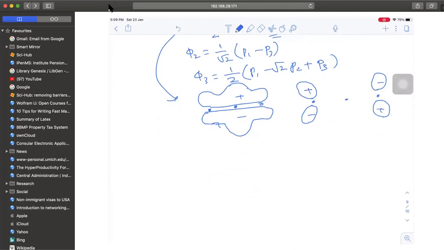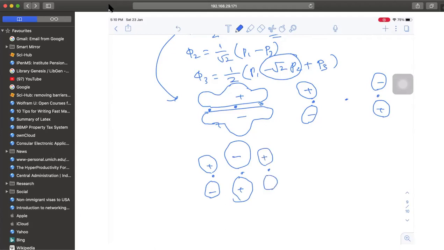And the molecular orbital phi3 will have a large negative contribution from the central carbon atom, from p2. So therefore, you will find plus, minus, large contribution from the central one with opposite signs. So minus, plus and plus, minus. So this is the molecular orbital.